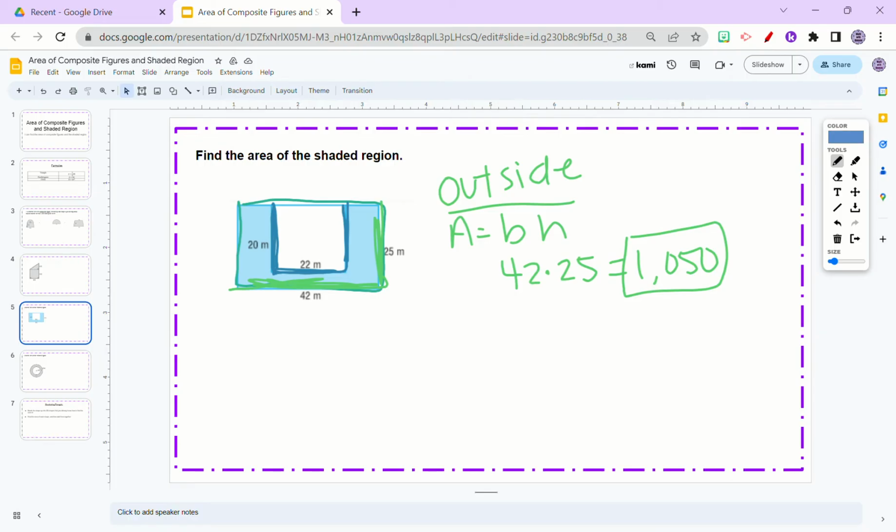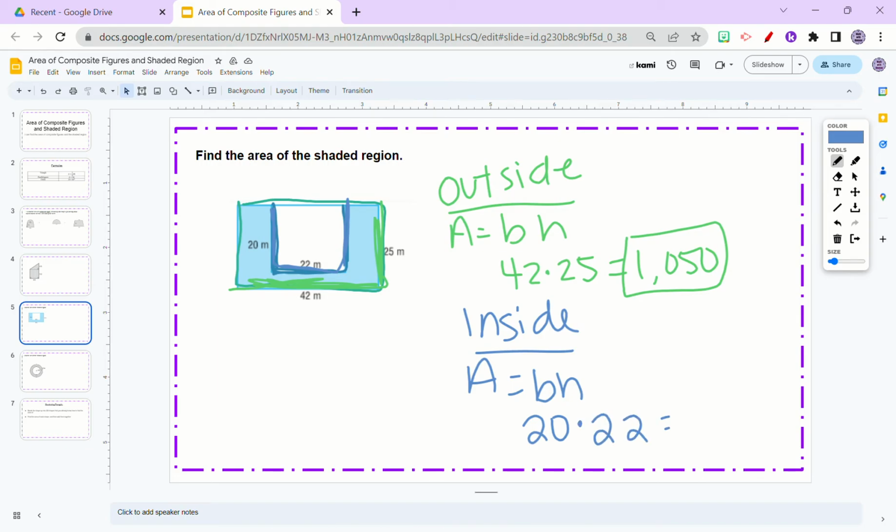And then we're going to worry about the inside rectangle here. So the inside rectangle has an area of, again, we're going to do base times height. So we're going to do 20 times 22. So 20 times 22 will get you 440.